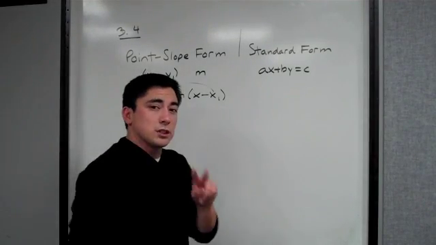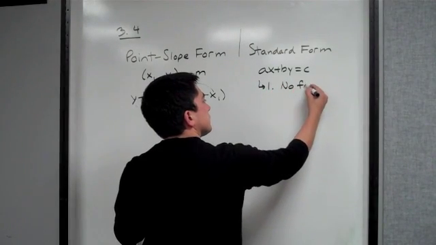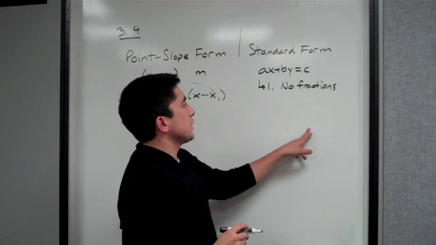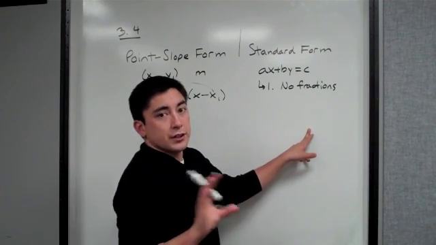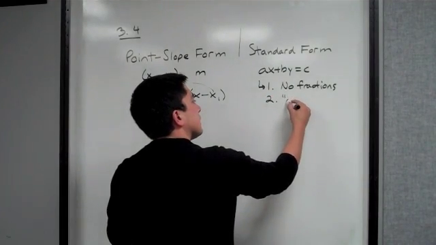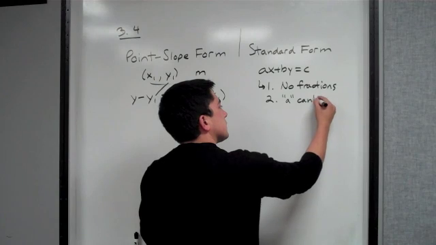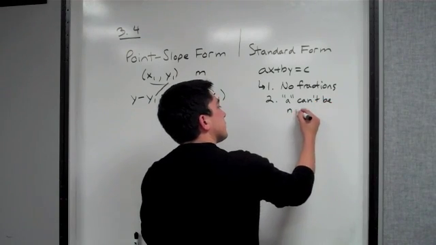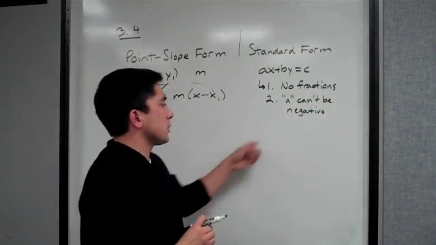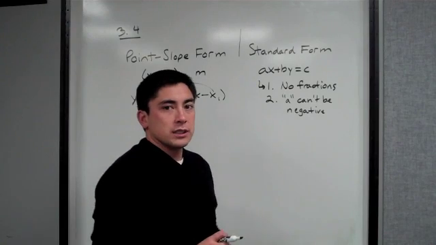Okay? Now there's two things to know about standard form. Number one, no fractions. So no fractions for standard form. If you get fractions, then you're not done yet. We still have more to do. And number two, we're going to say, for today, for this case, a can't be negative. So the term in front of x can't be negative, so we're going to switch that to a positive if that's the case. We will handle situations like that.